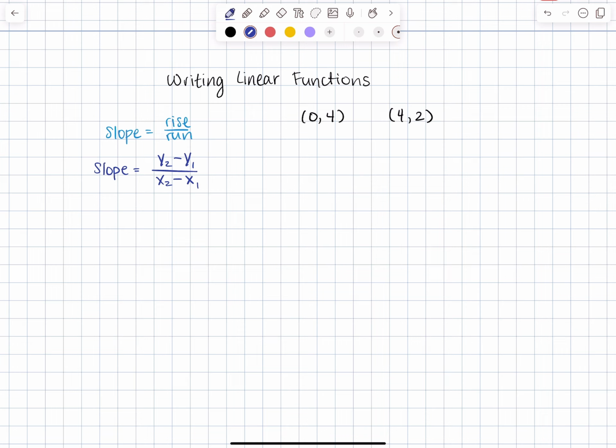So label your points first. We have x1, y1, x2, y2 values. Then we plug those points into our slope formula. So x1 is over here, so we can write it over here: 0, subtraction symbol, x2 is 4, y2 is 2, subtraction symbol, y1, so minus 4. So we get 2 minus 4 over 4 minus 0. 2 minus 4 is negative 2, and 4 minus 0 is 4. Simplify this, and we get negative 1 over 2. So that is our slope.